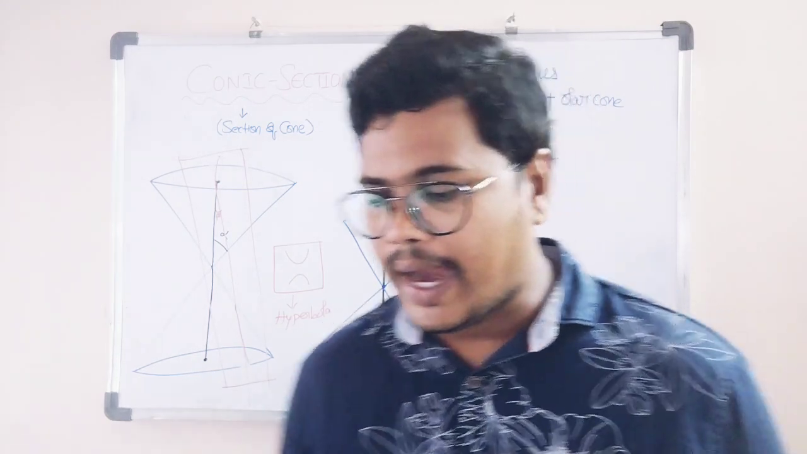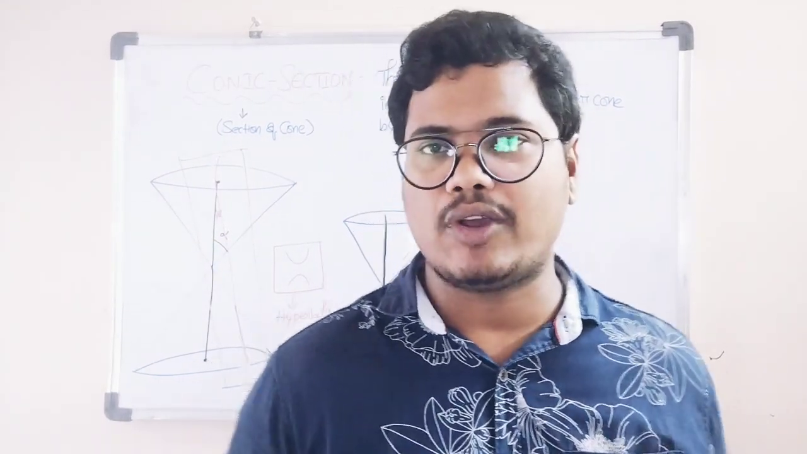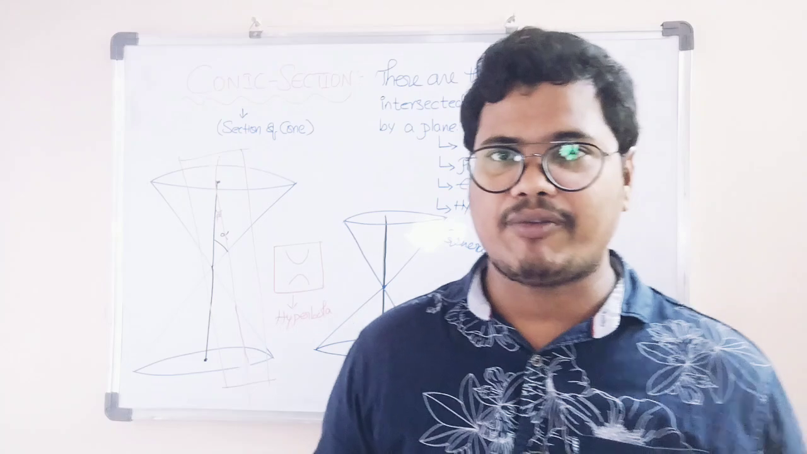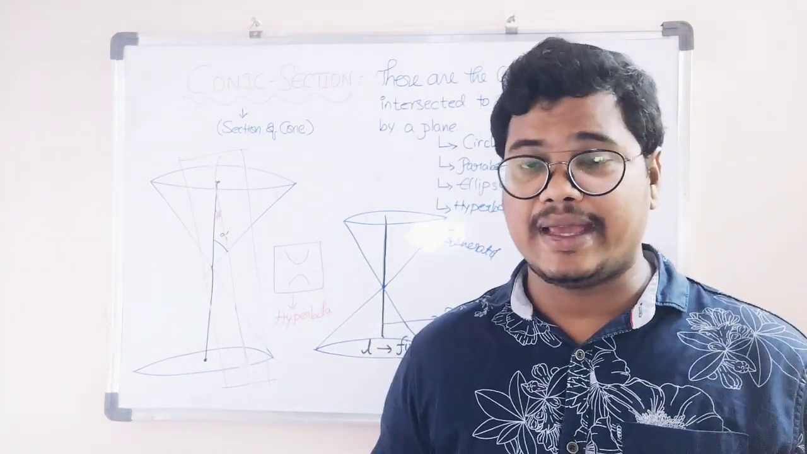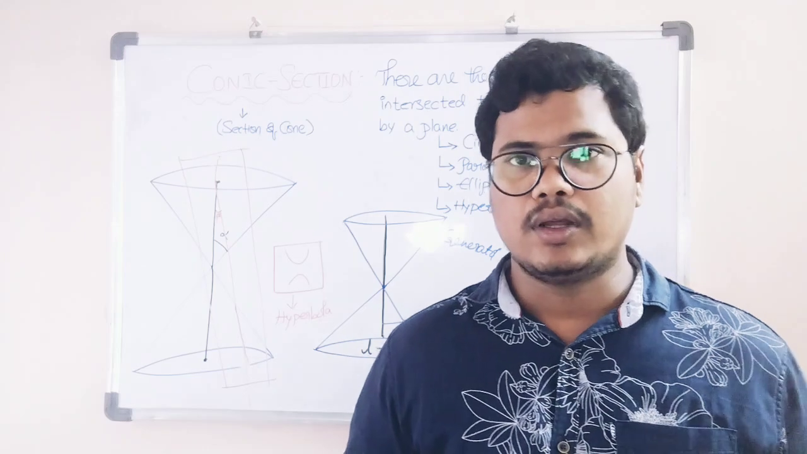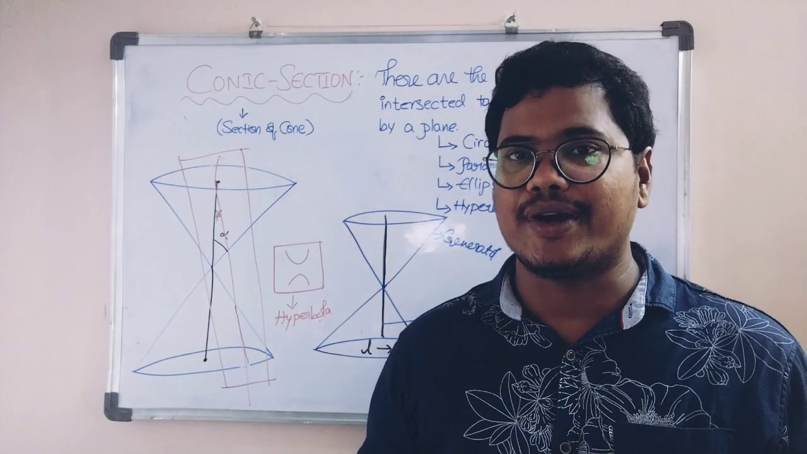Okay, guys, let us move to the basic definition of a conic now. Apart from that, we know what we mean by a parabola, an ellipse, a circle, and a hyperbola, and how each will appear.